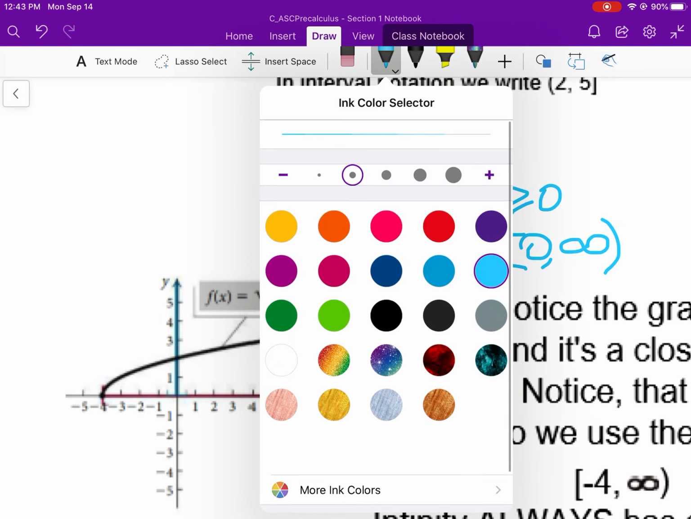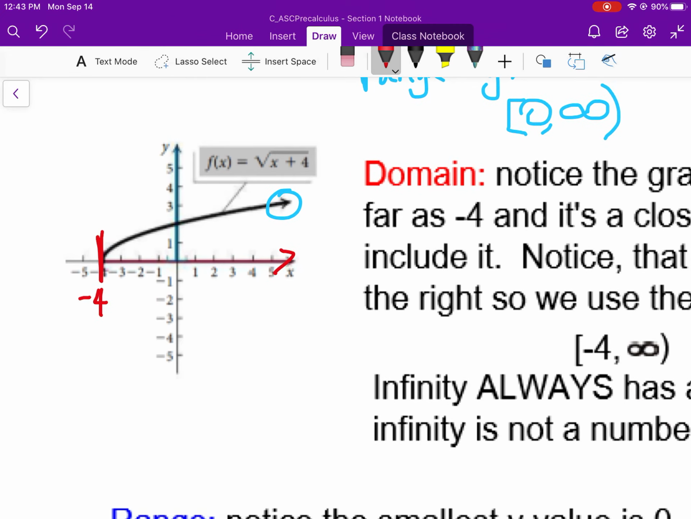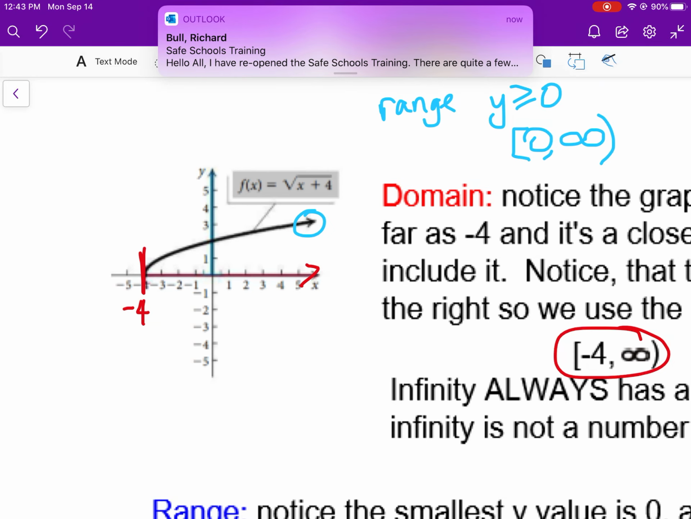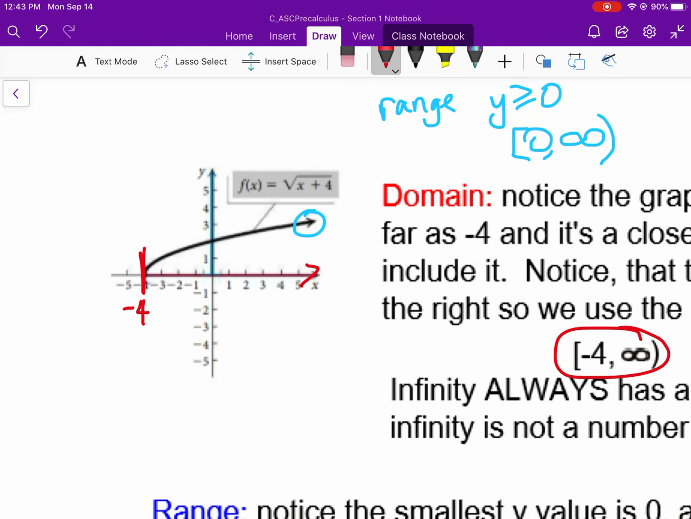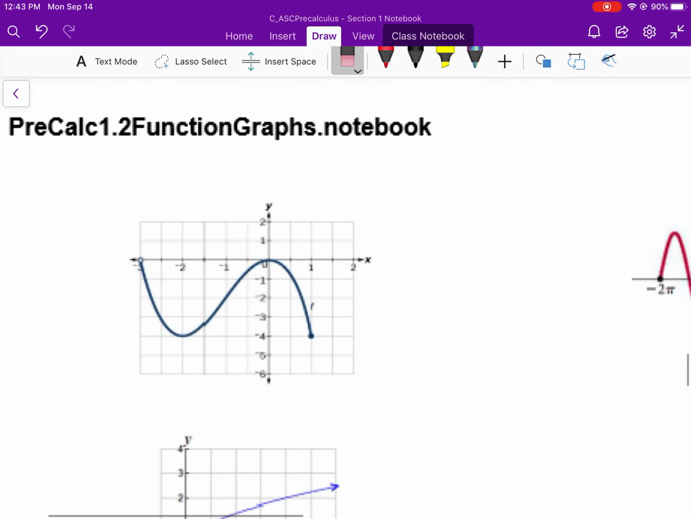My domain is the x values. Notice it's starting here at -4, and it's going on and on. I want to include -4, so look what they wrote, -4 to infinity. We're going to practice that a bunch because it's super important that you get that. All right, so here, we'll do this one together real quick, and then I'll let you try some.